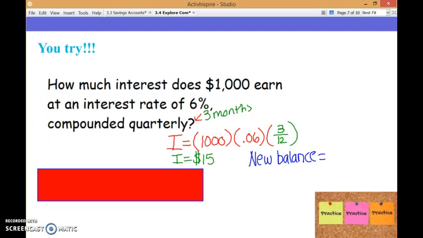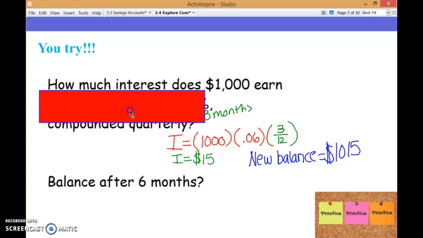is my $1,000 plus my interest, so it's going to be $1,015. That's my new balance. Now I want you to try the second part of this problem. So again, I would probably pause the video, and here it is.